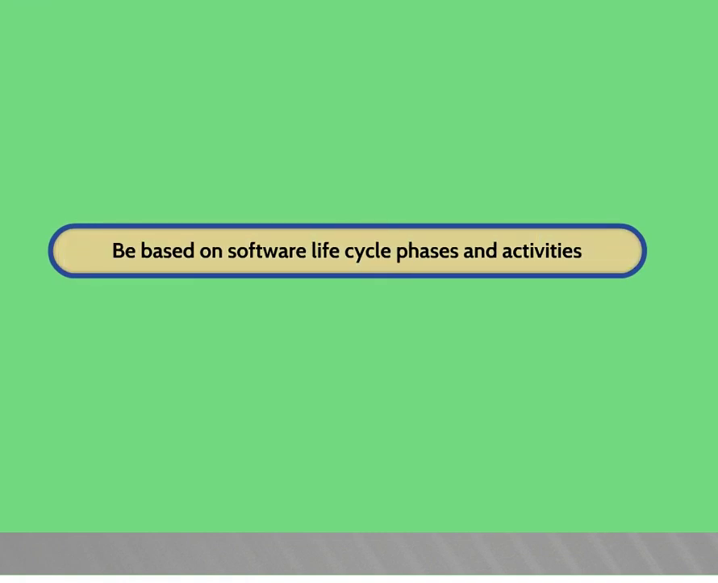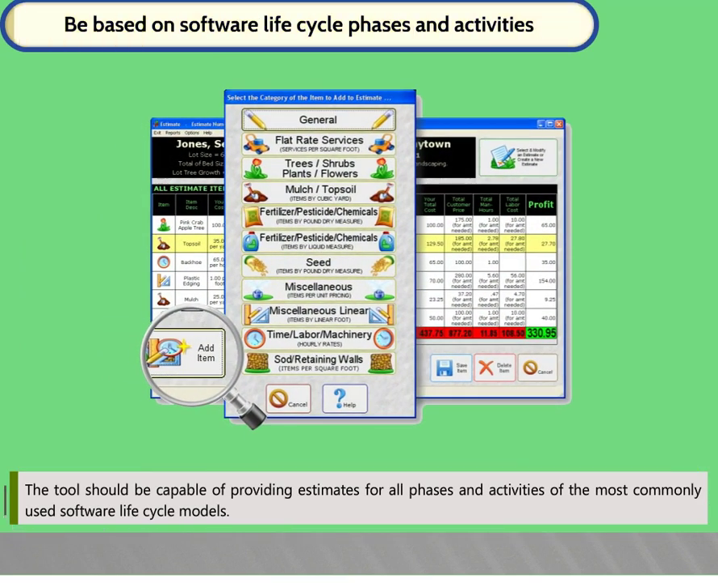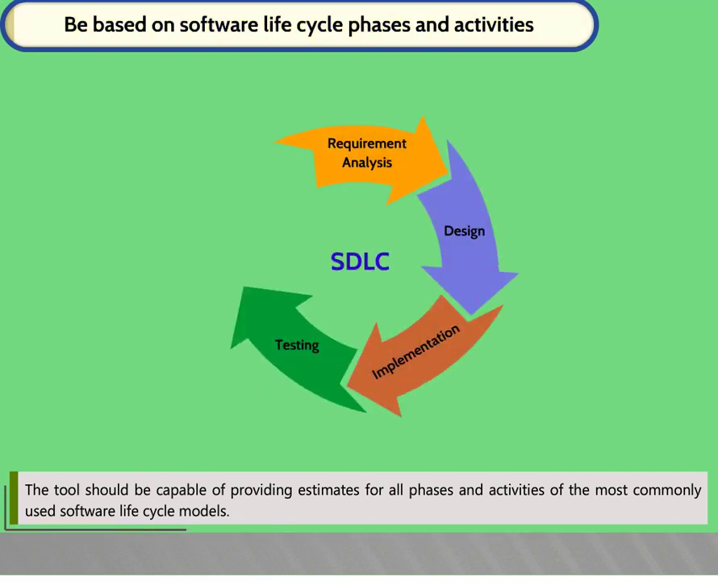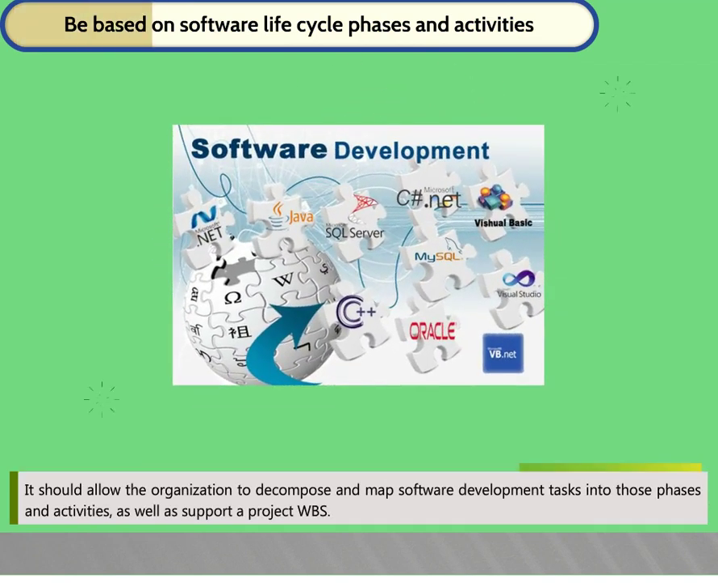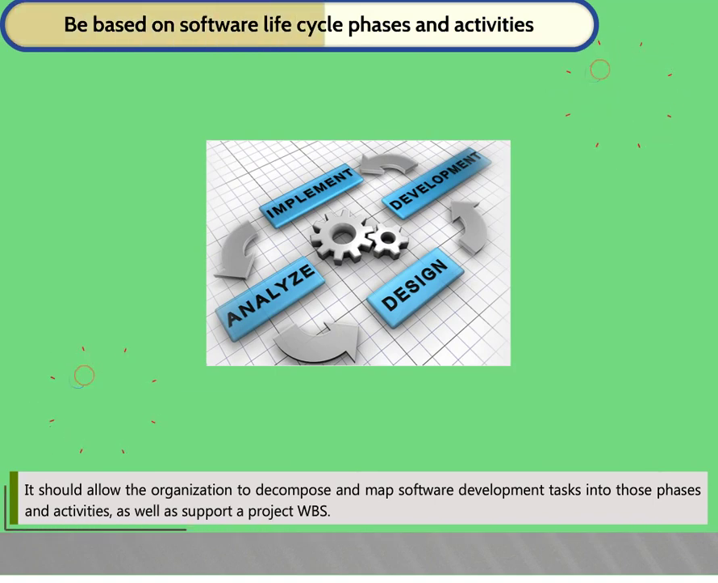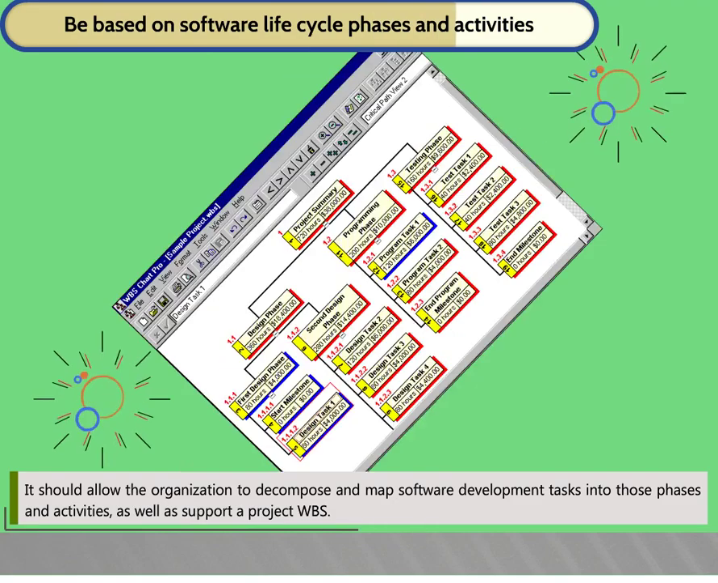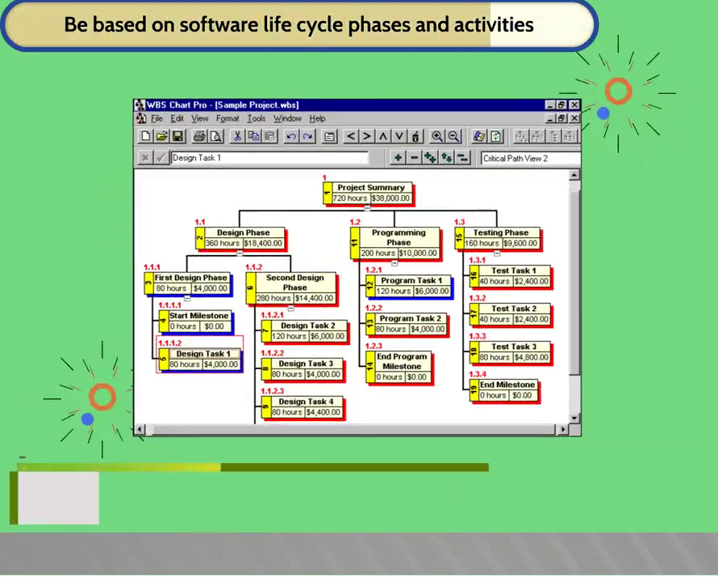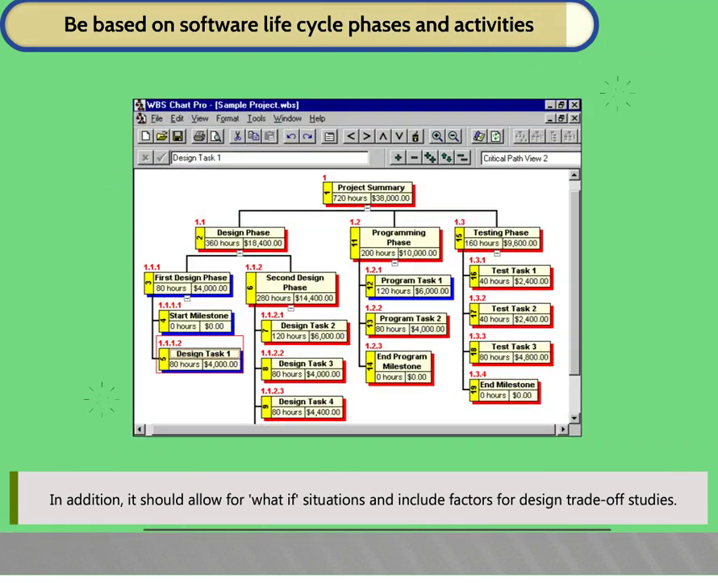Be based on software lifecycle phases and activities. The tool should be capable of providing estimates for all phases and activities of the most commonly used software lifecycle models. It should allow the organization to decompose and map software development tasks into those phases and activities, as well as support a project WBS. In addition, it should allow for what-if situations and include factors for design trade-off studies.